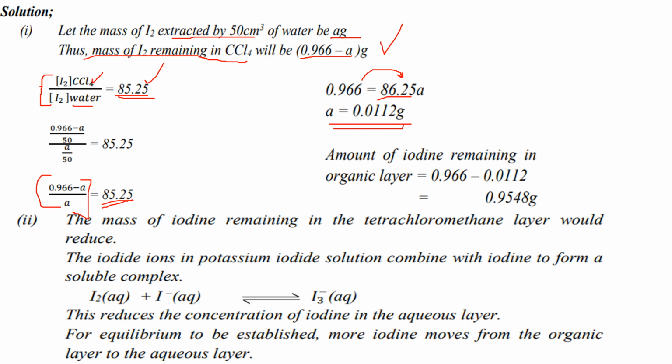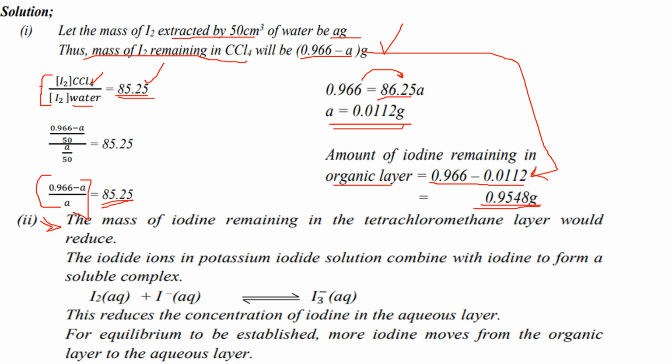0.0112 grams. So that means that amount of iodine remaining in the organic layer is going to be this, which is substituted here, 0.966 minus 0.0112, and your final answer will be equal to 0.9548 grams. So let's look at the explanation of Roman number 2.